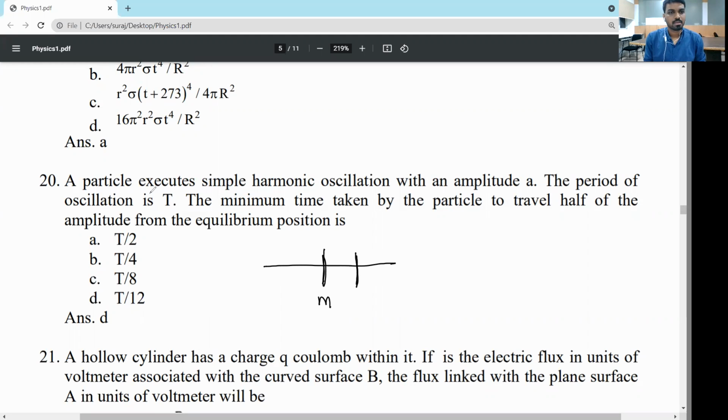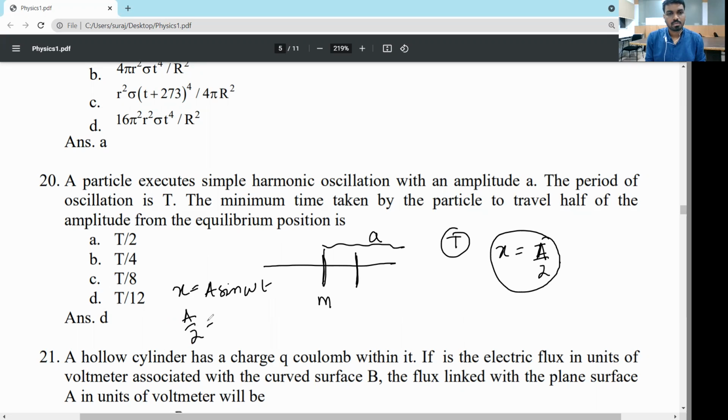The particle executes SHM with amplitude A, and the time period is given as T. We need the minimum time taken to travel half of the amplitude from the equilibrium. So x is given as A by 2. Okay, so x equals A sine omega t. Here x equals A by 2, which equals A sine omega t.